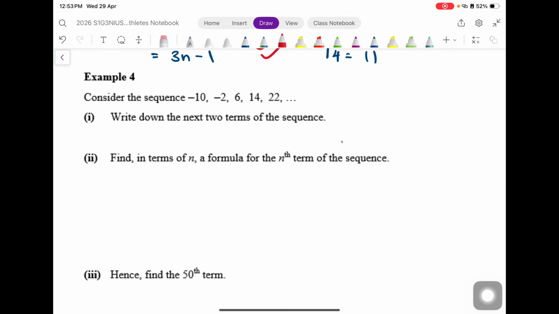Okay, so over here, example 4, same thing. Write down the next 2 terms of the sequence. I know that from here to here is a plus 8, plus 8, plus 8, plus 8. So the next terms must be 30 and 38.